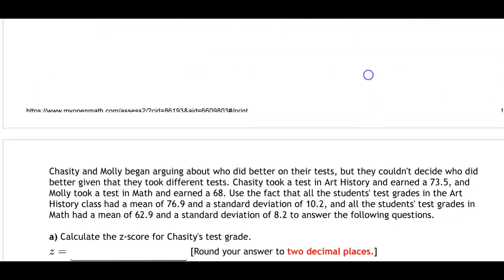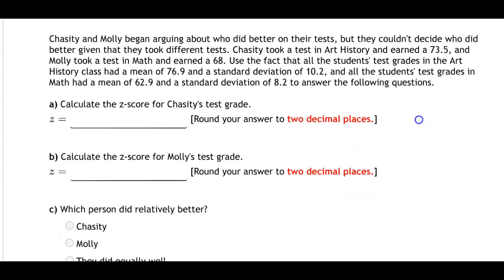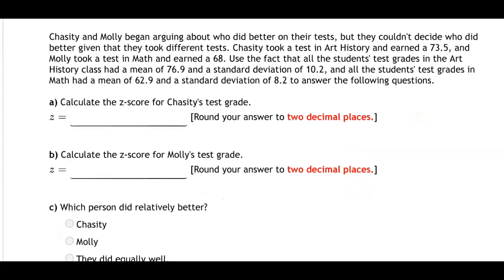Okay, question number 3, same idea. So we want to look at this particular problem. So we have two students. The art history test, the person scored a 73.5. And Molly took a math test and earned a 68. So I'm going to do some highlighting here. So we have art history in yellow. And then if you continue reading, the mean of the art history test and standard deviation are in yellow. And for the math test, I'm going to highlight that in green.